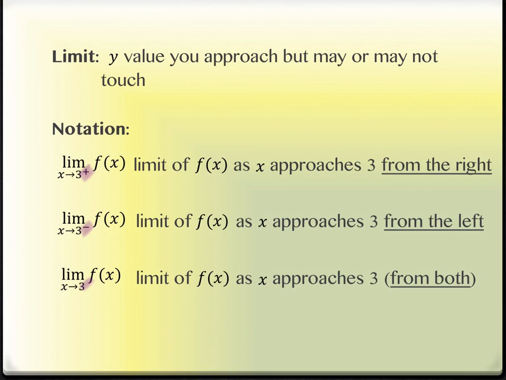The next one, 3 negative, means from the left, because that's the negative side of the graph. So the limit as x approaches 3 from the left of f of x. And then the next one has nothing after it, right? There's nothing there. So when that happens, it means we have to come from both sides. If there's nothing after the 3, it has to approach it from the left and from the right, both of them. So this one's the limit as x approaches 3 of f of x.